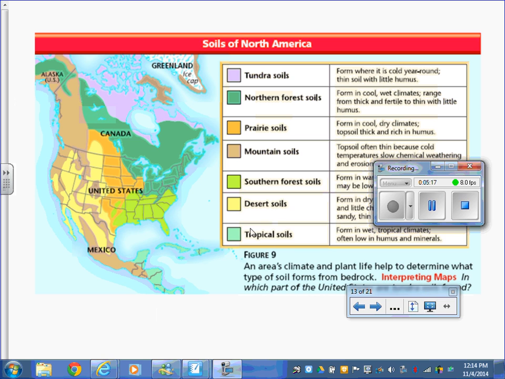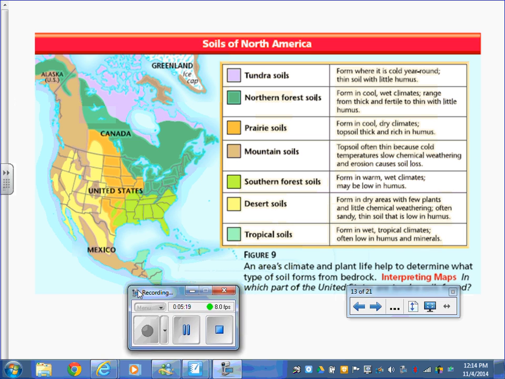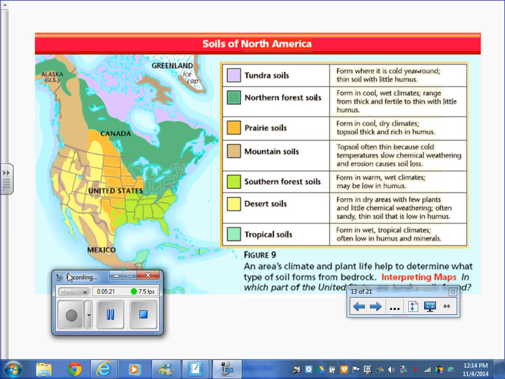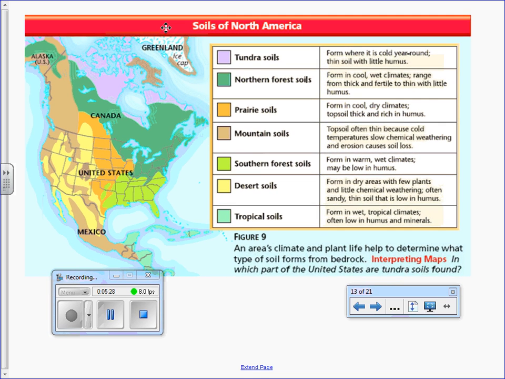And then finally, you don't need to memorize this, but it's fairly obvious that there are different types of soils in different places. And that obviously affects what things grow there. You've got desert soils, mountain soils. These are relatively thin soils, right? The tropical soils are richer. They've got much more organic material in there as well.